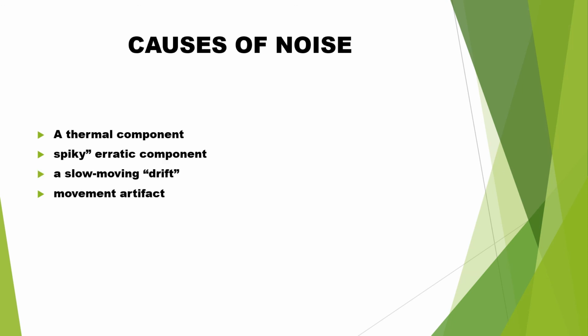All electrodes exhibit noise when attached to the skin interface. So this noise has several components. First one is a thermal component associated with the resistance of the electrode-skin junction. Second one is a spiky erratic component associated with sporadic ion transfer, and then a slow-moving drift associated with the offset potential between skin and electrode. And lastly, the movement artifact, which may have spiky or drift aspects resulting from any electrode physical displacement on the skin interface.